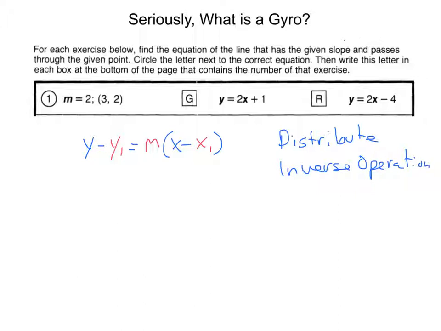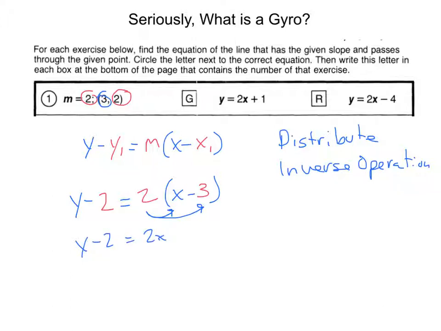Let me show you how number 1 works. I start with y minus 2, and that would be this 2 right here, y1, equals 2, which is the slope, times x minus 3, which is the x1 value. All right, there's the 3. Now I'm going to distribute the 2, and when I do that, I get y minus 2 equals 2x minus 6.